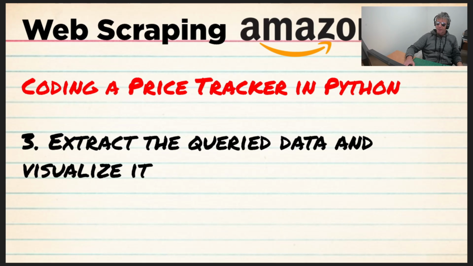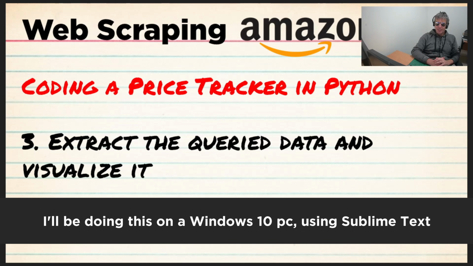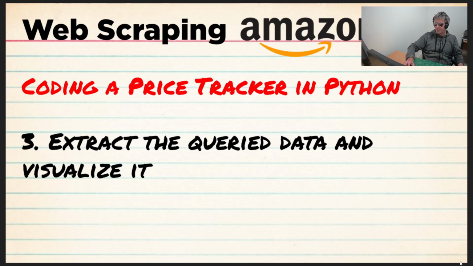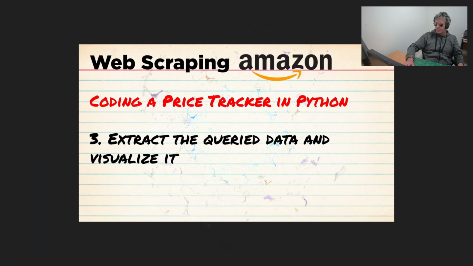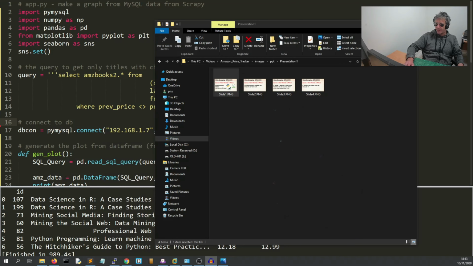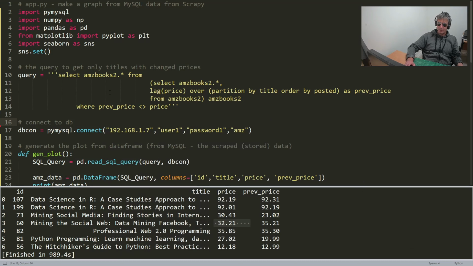Hello. As you can see, we are now on the home straight, coding a price tracker in Python, and we are going to extract the query data and visualize it. Now, for those Windows fans out there, you'll be pleased to know that this is no longer exclusively a Linux tutorial or Linux project, because what I'm going to do is write all this and run it in Sublime Text on my Windows 10 PC. And it would work just as well on Linux.